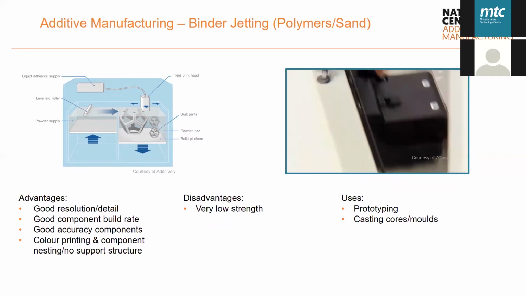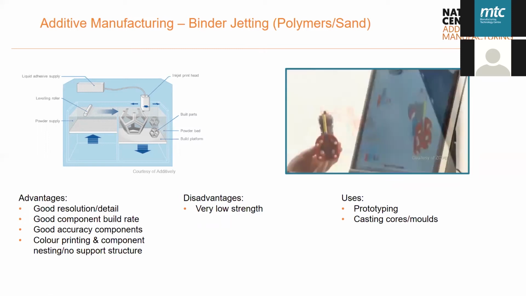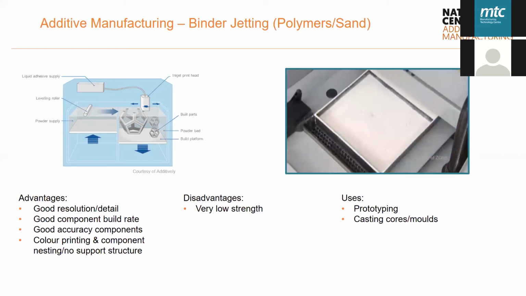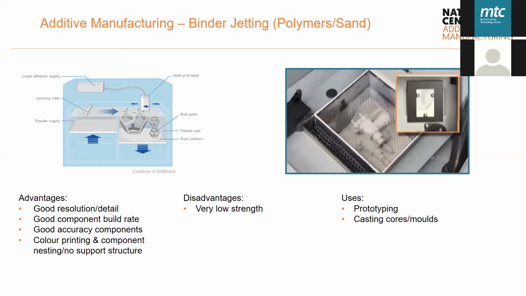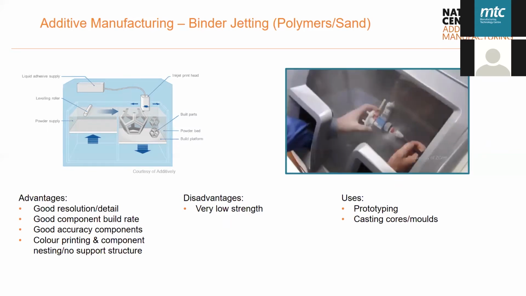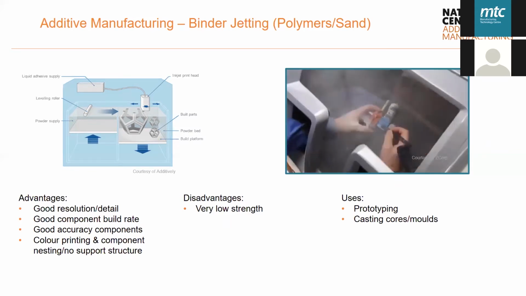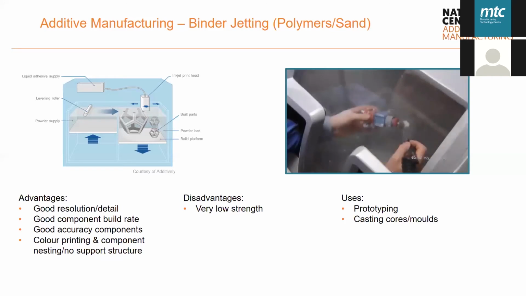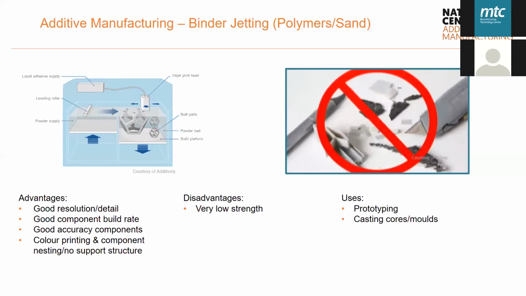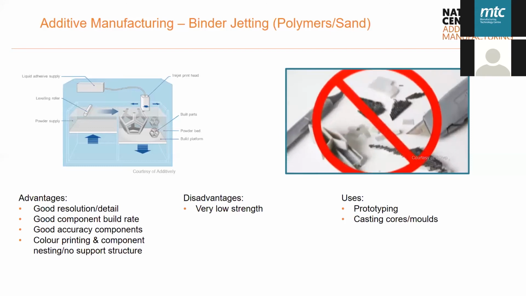And then as you're depositing your binder, your build plate moves down, and then a new layer of powder is spread across the top, and then you redeposit the binder strategically as you build up the part. It offers good resolution and detail, also good component build rate, so you can nest many components in there without the need for support structures, which improves the amount of components that you can situate within the build box.